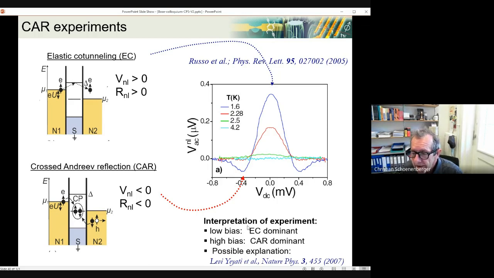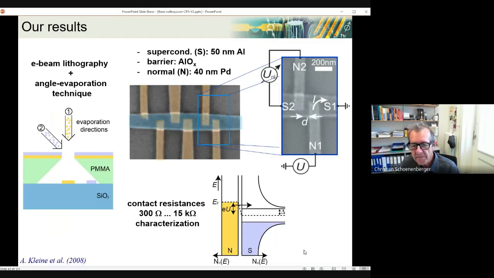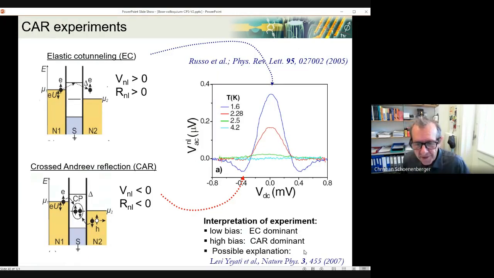Okay, there is some understanding of why we have this elastic co-tunneling here at zero bias, but it's discussed in the theory paper, and I will not go into this. I just show you our own experiments because that was the starting point for us. So let's try this experiment as well.